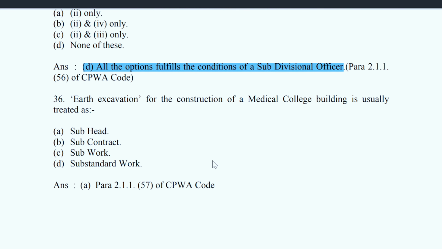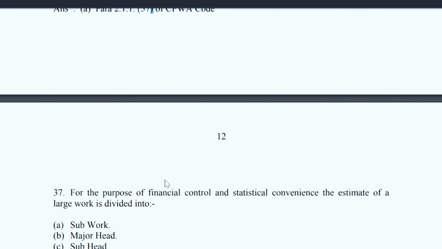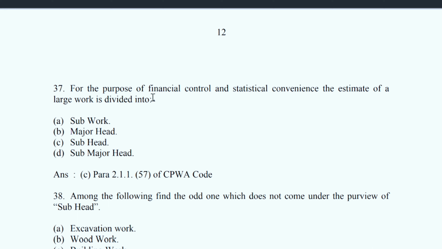So now next, serial number 36. Earth excavation for the construction of a medical college building is usually treated as subhead. You can see CPWD Code para 211. So next, 37. For the purpose of financial control and statistical convenience, the estimate of a large work is divided into subheads.